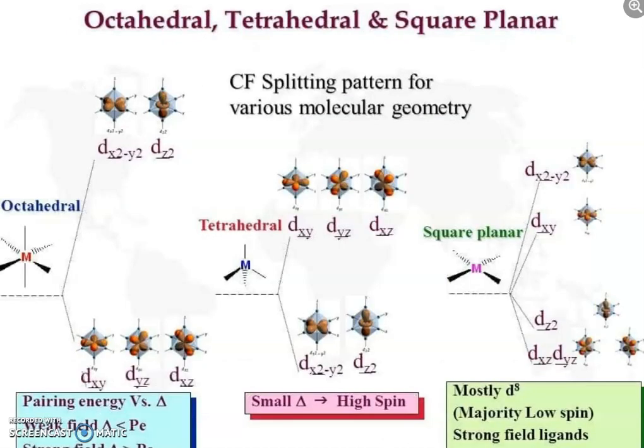Now, octahedral, tetrahedral and square planar splitting. So this is the splitting of octahedral. In square planar you see 1, 2, 3, 4. Here only 2. So here dz2 comes down and dx2-y2 goes up. Now here dxy goes up. So this is the splitting. Here again it is the reverse of this. So delta in tetrahedral is high spin. Mostly d8 systems are majority low spin with strong field ligands. These are palladium 2+, platinum 2+, iridium +, and gold 3+.